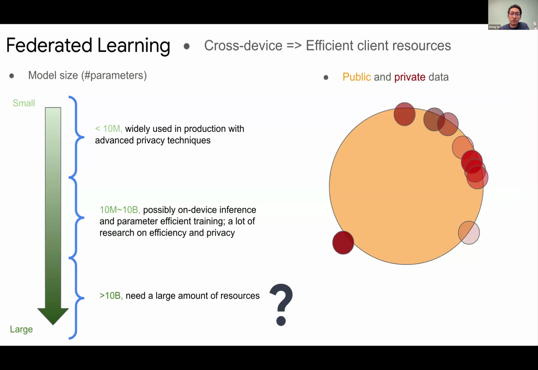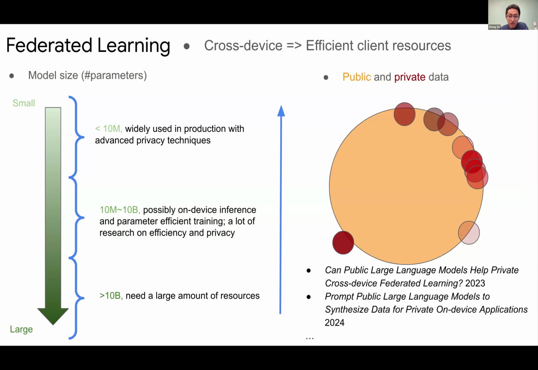So let's go back to, let's see what do we have for slightly larger models. I only have a few minutes left, so I will do it fairly quick. Again, from the view of public and private data, I will mention 2 works. One is, can public large language models help private cross-device federated learning? Another is a recent one we put on arXiv, prompt public large language models to synthesize data for private on-device applications.